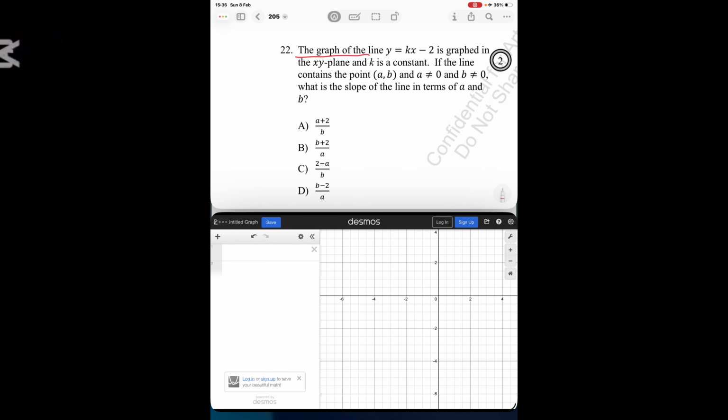In the next question, again the graph of the line y equals kx minus 2 is graphed in the xy plane, and it says that the line contains the point (a, b), so we have to find the slope of this line. When you are given mx plus c, m is the slope of the expression, and c is the y-intercept. Intercept means intersection point. So here we have to find the value of k by inserting these two values.